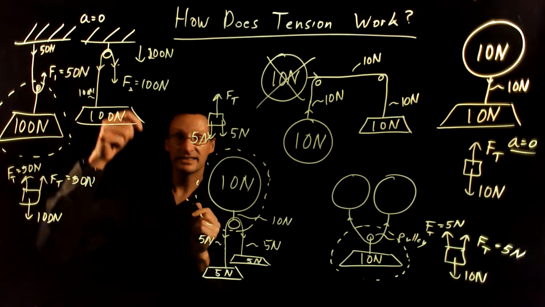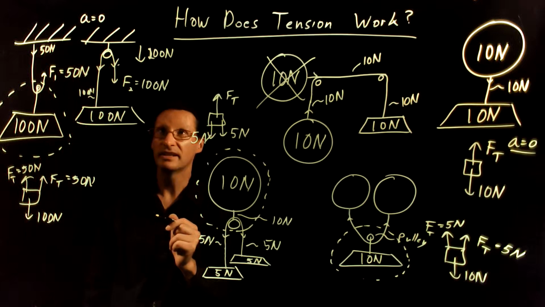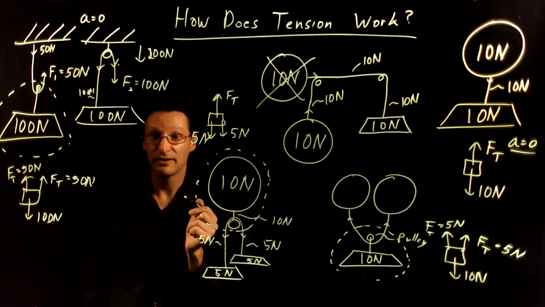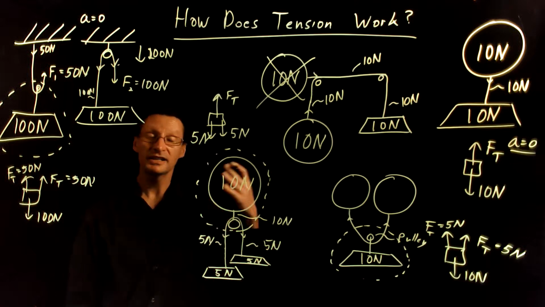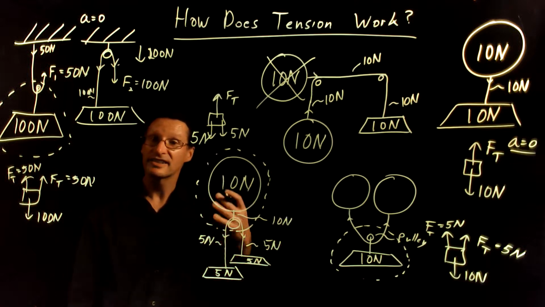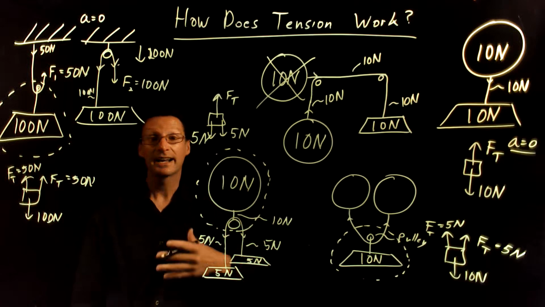And so in this case, it's much more likely to break because it has 4 times as much force pulling down on it. Okay? Hopefully this helps you become unconfused with tensions. Just remember the tension is the same throughout the rope and it always pulls.